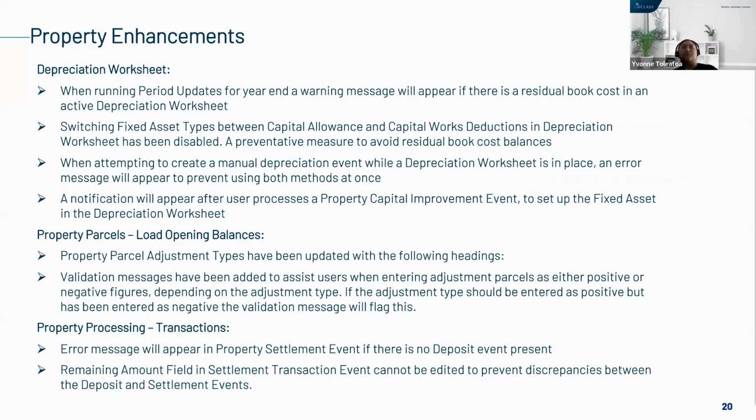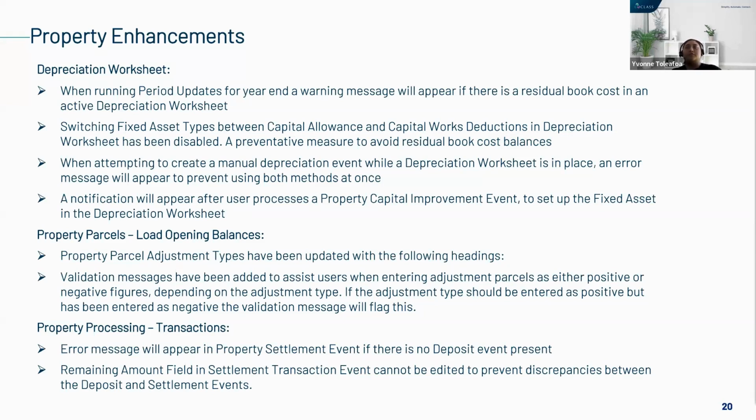Next is the ability to use manual depreciation while an active worksheet is in place. This feature has been disabled altogether. You might notice that if you're using an active worksheet and you try to process a manual depreciation expense, there'll be a red warning message to tell you that you have an active worksheet, so you can't actually use it. The submit button will also be gone entirely, so you can't process that business event.